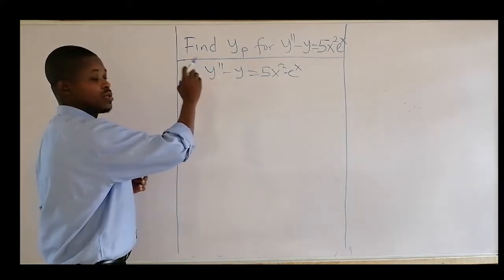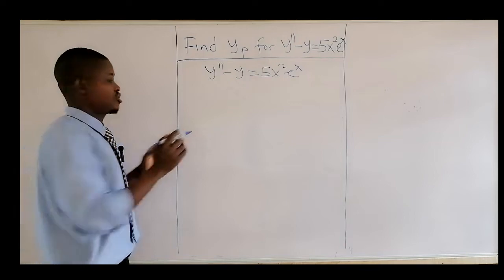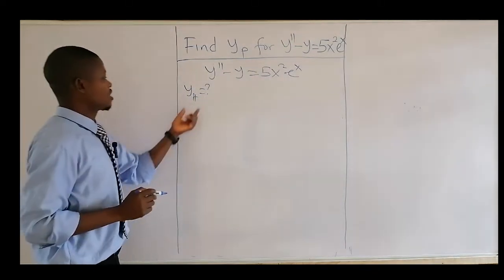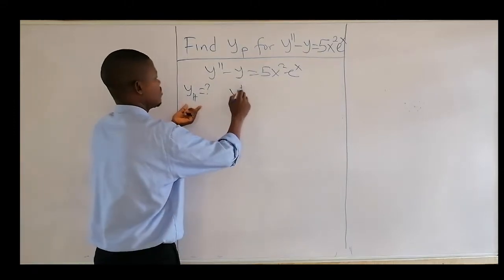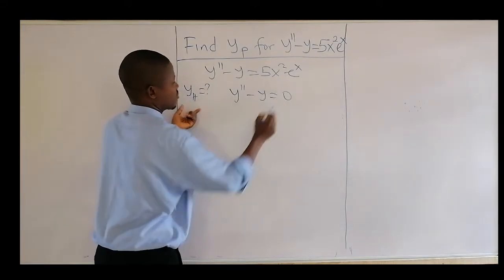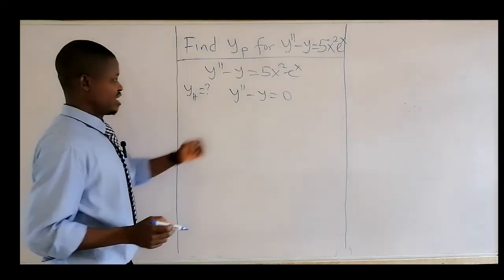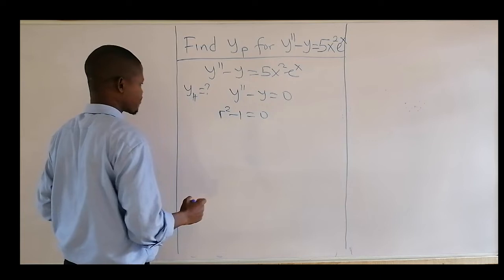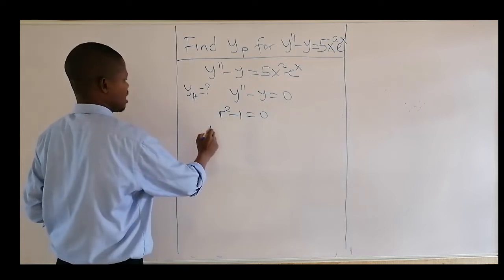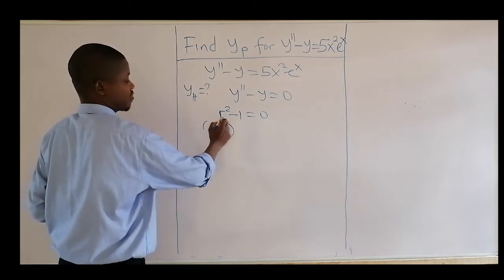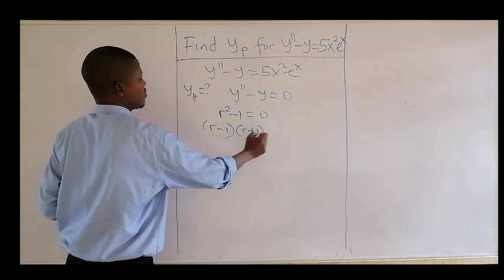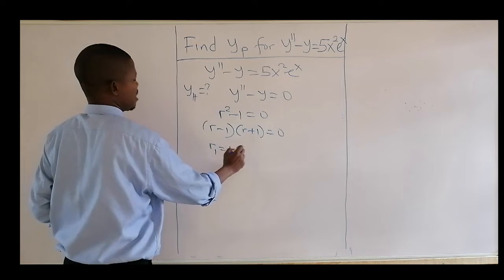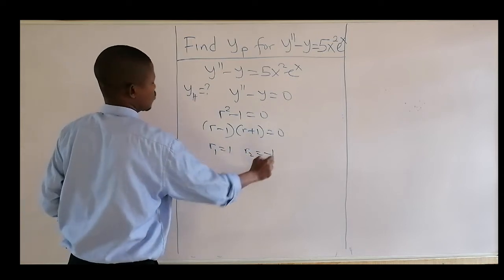Before you can get the yp, you must get the yh, the homogeneous solution. And for us to get the homogeneous solution, the given problem must be equal to what? Must be equal to 0. Then we can get the auxiliary equation, which will be r squared minus 1 equal to 0. And this will be (r minus 1)(r plus 1) equal to 0, and that will give r1 equal to 1 and r2 equal to minus 1.